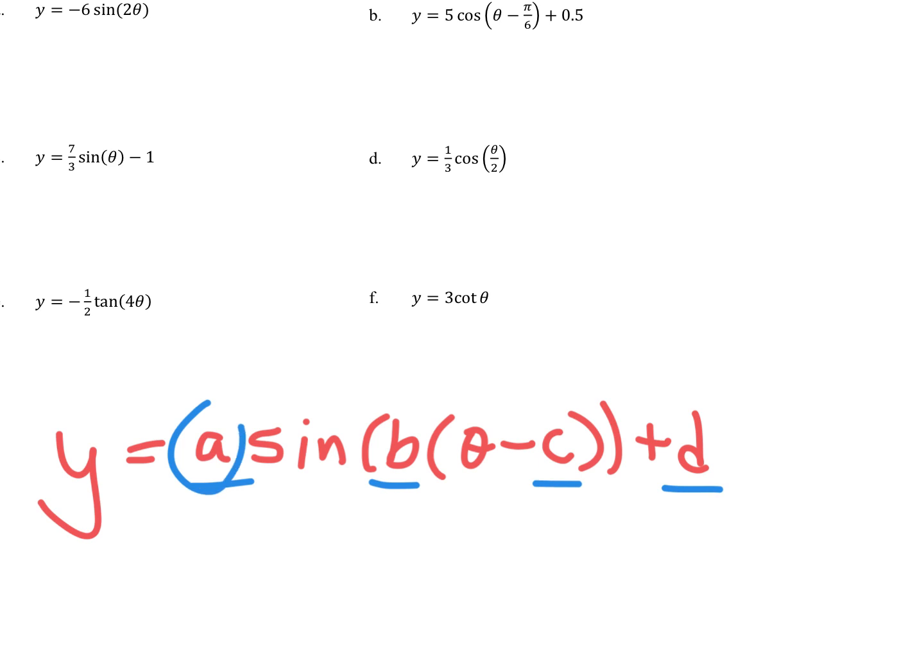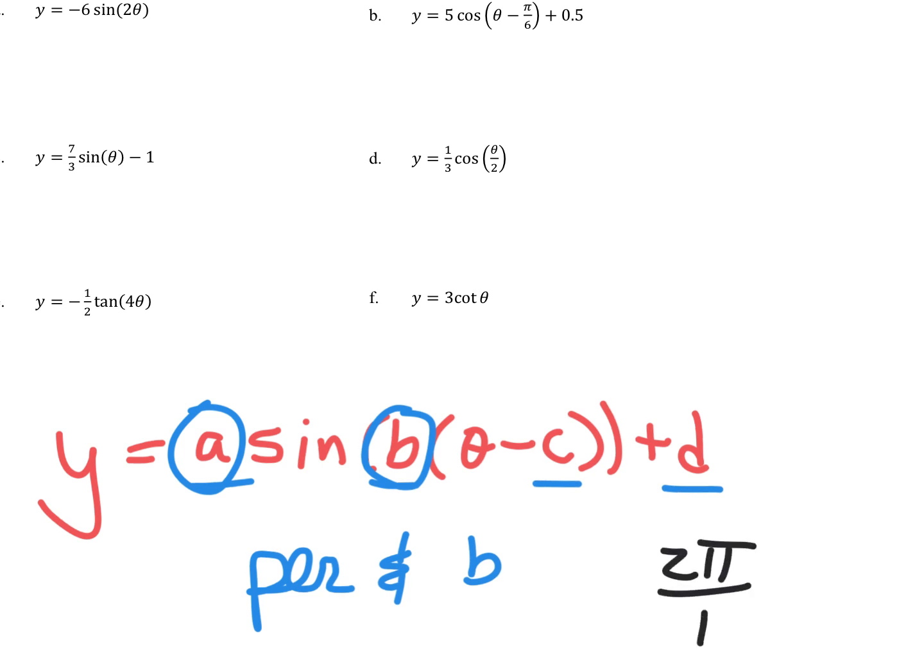So A is amplitude. B, I guarantee you, you're going to be asked a question about B on the test, because there's this really important thing about the period and B. Do you remember that little formula that has period and B in it? If you don't, you're about to get one wrong in the final. So, anybody remember that one? Yes? Go ahead. All right, so 2 pi over B is definitely key.